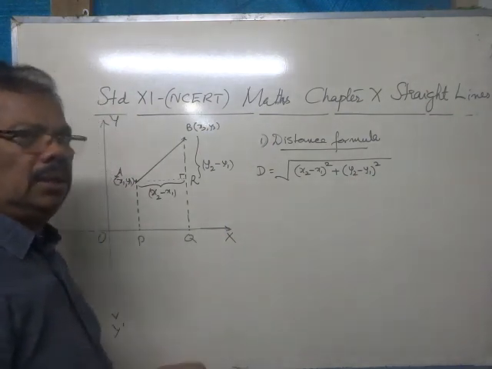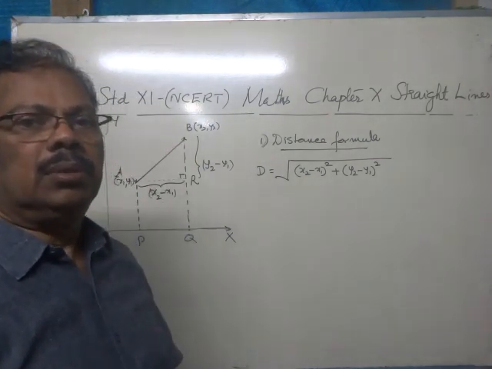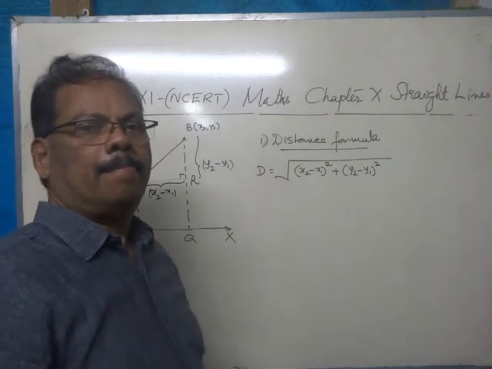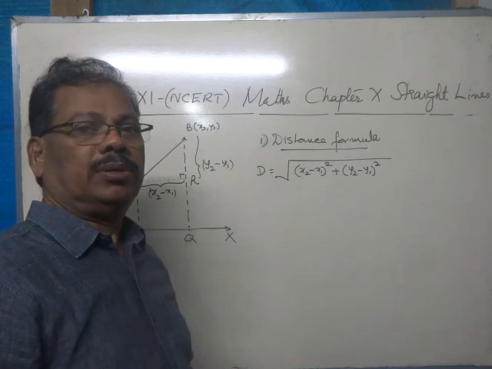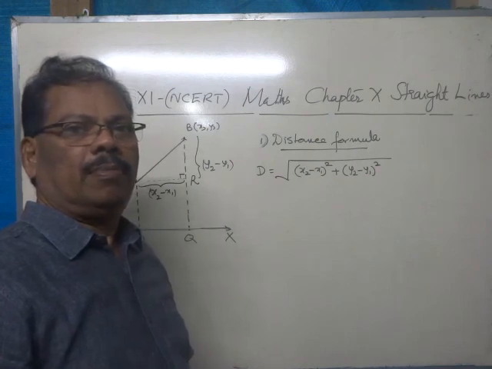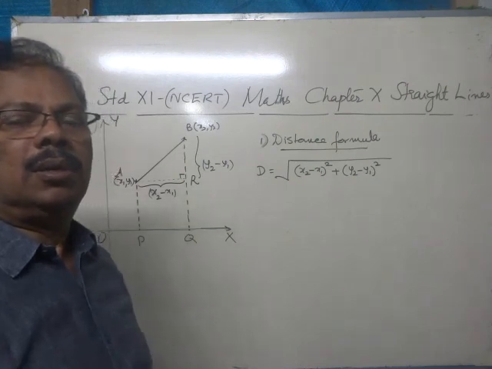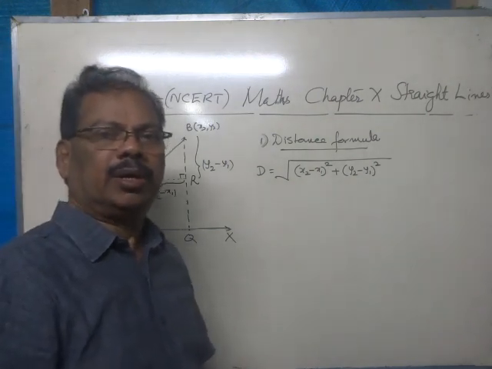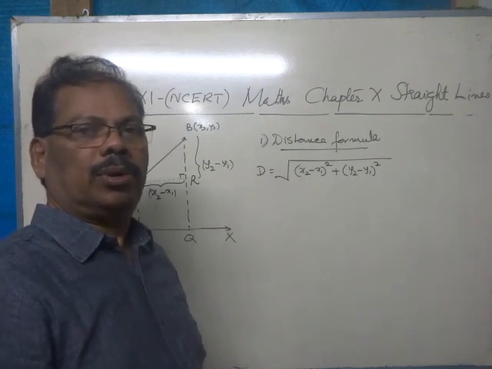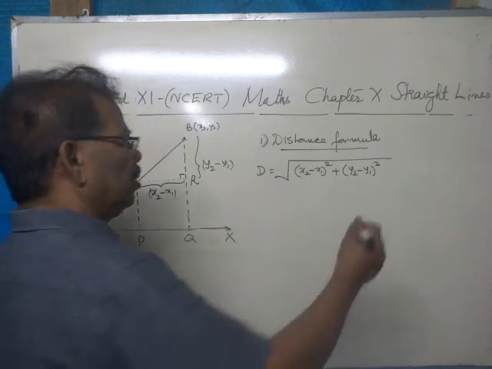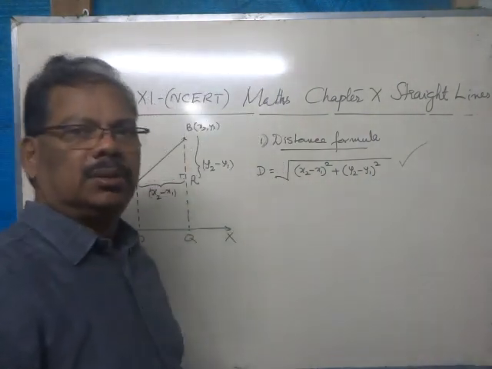So to get the distance between 2 points, what we do is take the difference between the x coordinates, square it, add it to the square of the difference between the y coordinates, then take the square root. This is known as distance formula.